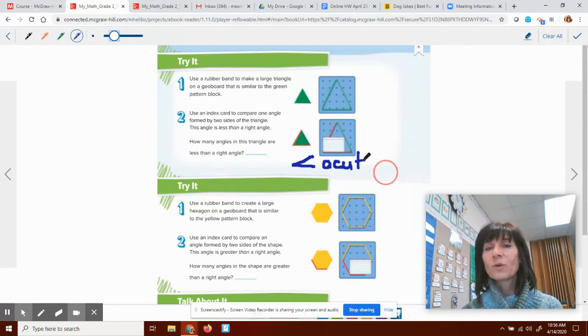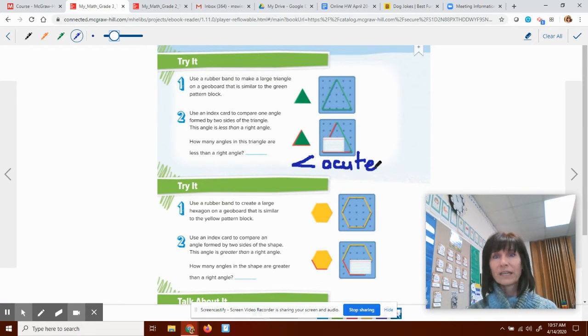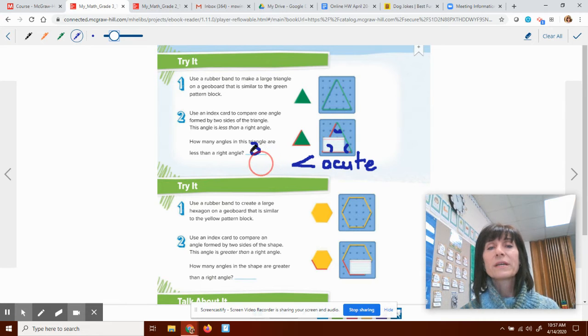So we'll show those terms at a later time, or you'll hear about that in 4th grade. But you can know about it now, too. Down below, it says, let's go back up here. How many angles in this triangle are less than a right angle? Well, I have an angle here that's less, an angle here that's less, and the angle here. So you have 3 angles that are less than a right angle.